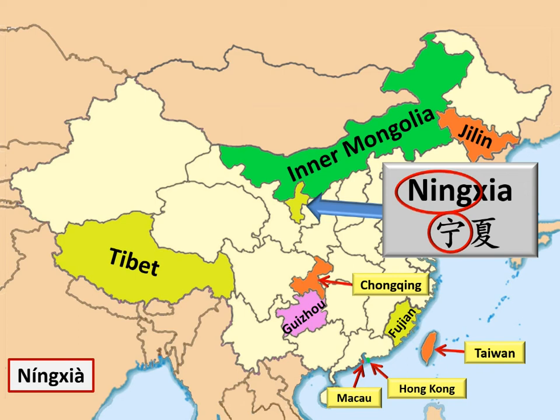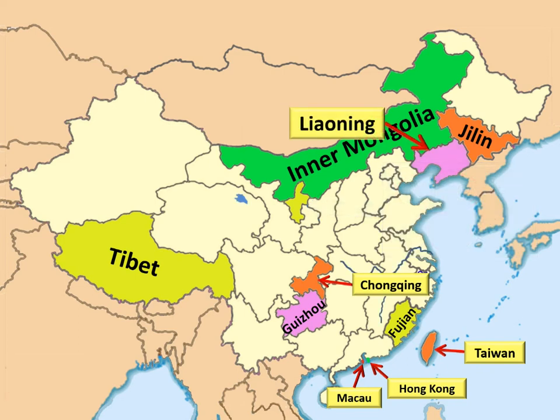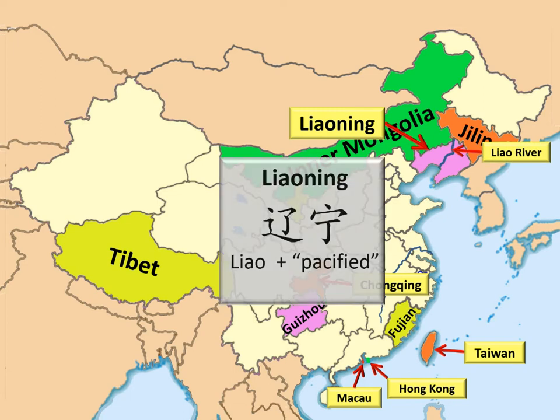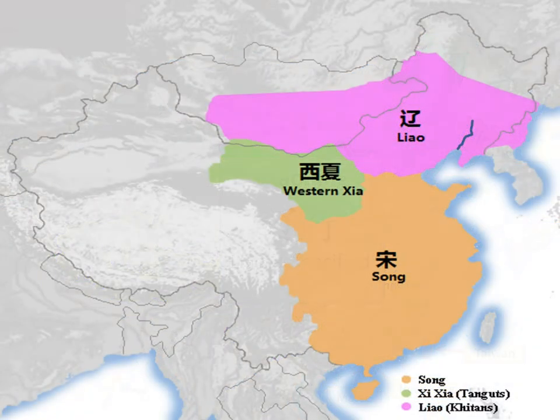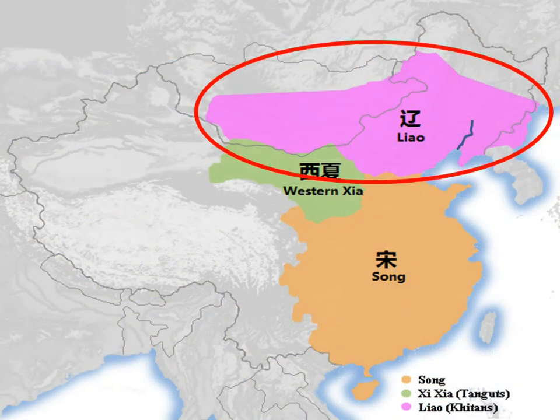Let's take a moment and revisit the location and name of Liaoning Province. In part 2 of this video series, we geographically associated the Liao River shown on the map with the name of Liaoning Province. But there is also a historical significance to the name. The river shared its name with the Liao Empire.